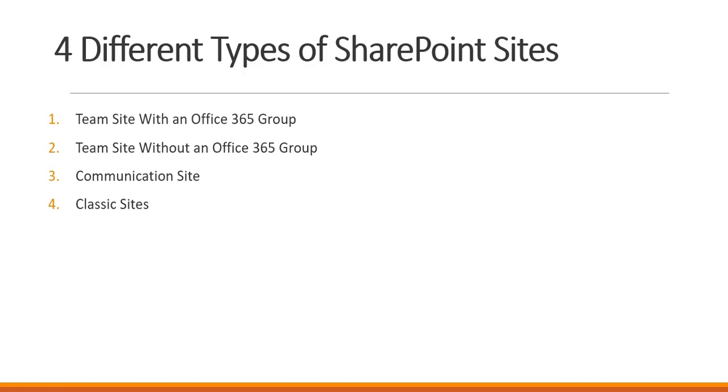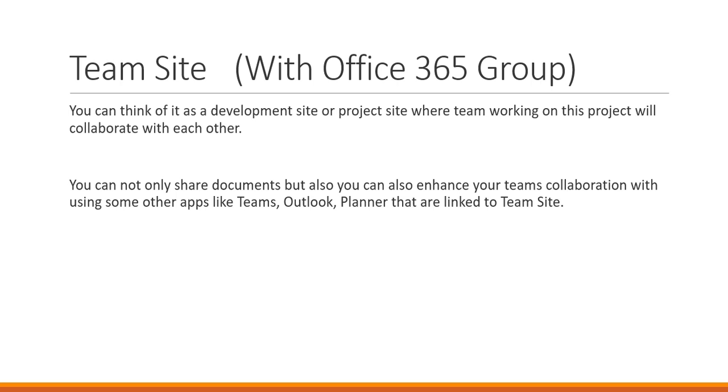Okay. So there are four types of sites in SharePoint. One is team site. You can create a team site with an Office 365 group, or you can create a team site without an Office 365 group. And the third one is communication site, and the last one is classic site. So let's get started with team site.